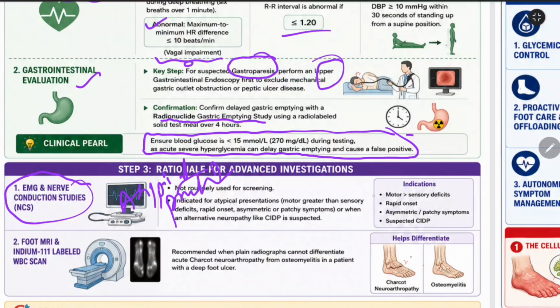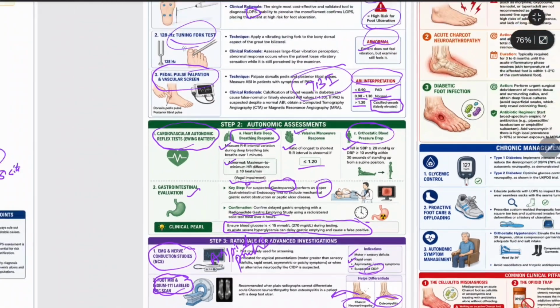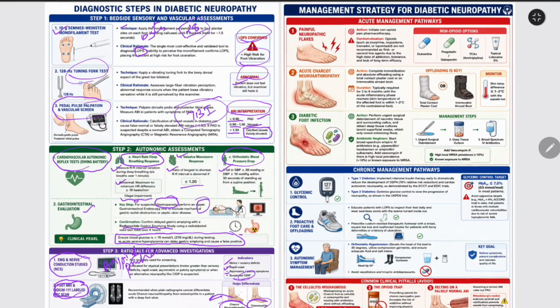What is that? Motor more than sensory, rapid onset, asymmetric. Suspect CIDP. Foot MRI and indium 111 labeled scan are performed when you are not able to differentiate between Charcot arthropathy and osteomyelitis, because in Charcot arthropathy also you have fractures and bony fusion, and there is swelling and erythema. So to differentiate that from osteomyelitis, you do a foot MRI. So that's about the advanced imaging investigations.